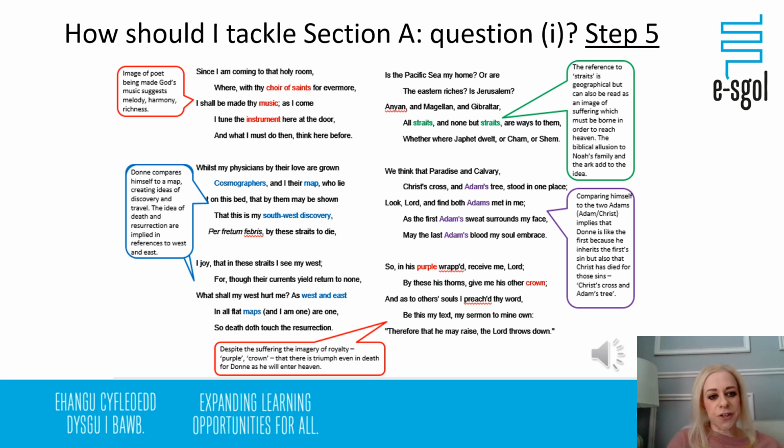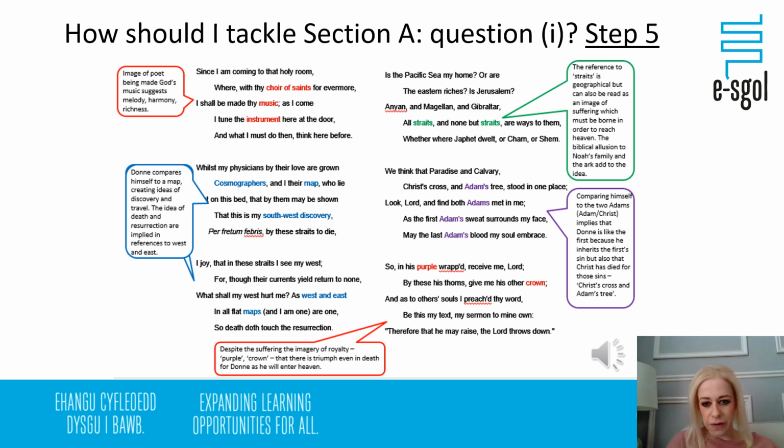We can see in this first stanza that there is an image of the poet being made God's music. It suggests melody, harmony, and richness. So that is one of the images that has been used. In that second stanza, Donne compares himself to a map, creating ideas of discovery and travel. The idea of death and resurrection are implied in references to west and east. On then to the continuation of the poem. The reference to straits is geographical, but can also be read as an image of suffering, which must be borne in order to reach heaven. The biblical allusion to Noah's family and the ark adds to this idea.